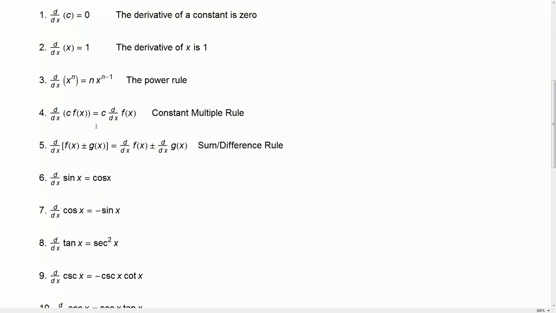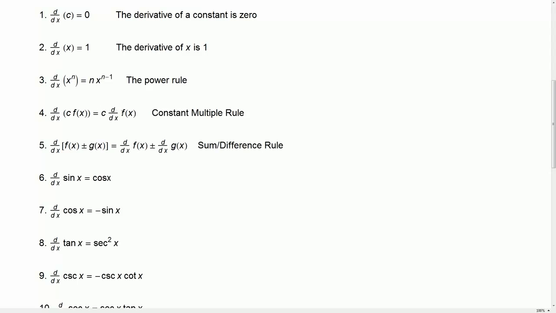The next rule talks about what happens if you take the derivative of a function times a constant. So if you have a constant sitting in front of some function, how does that constant affect the answer? Well, it turns out that all you have to do is take the constant and pull it out in front and then take the derivative of the function. So constants can come out and then take the derivative.